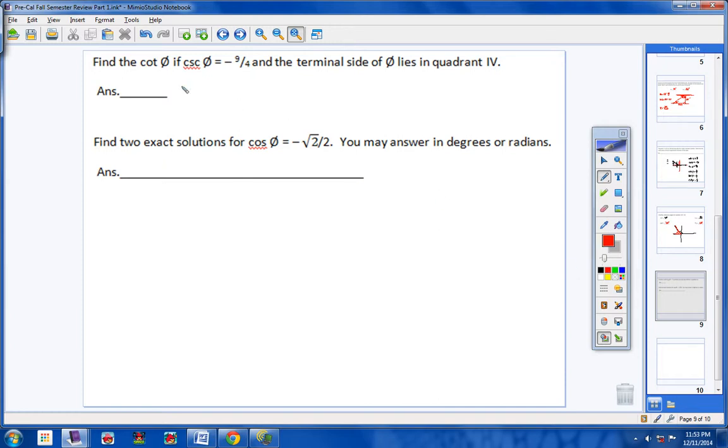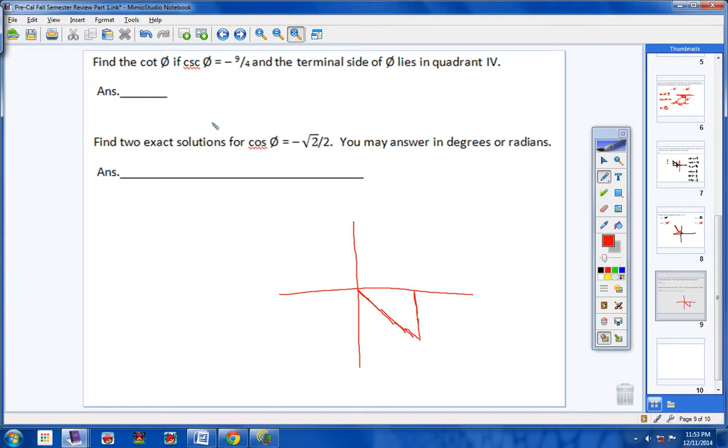Find the cotangent of theta if cosecant is negative 9/4 and the terminal side of theta lies in quadrant 4. So here we go. I know I'm in quadrant 4. So I go all the way to here. I'll go ahead and draw a right triangle here. I know I'm in quadrant 4, okay?